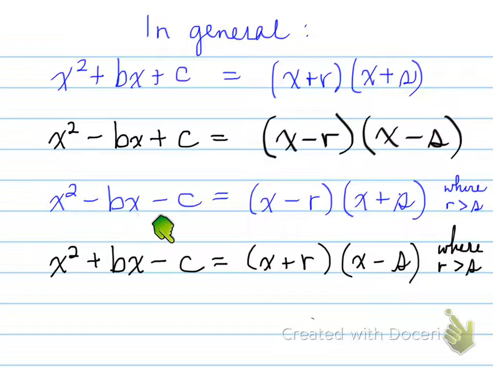Now, conversely, if you have a product that's negative but the sum is positive, well, folks, that means that the bigger number, let's say r is the bigger number, will be positive. Again, because the middle term is positive, the bigger number will be positive, and the other number is negative. So these are general examples of how to factor simple trinomials, and there are general results.